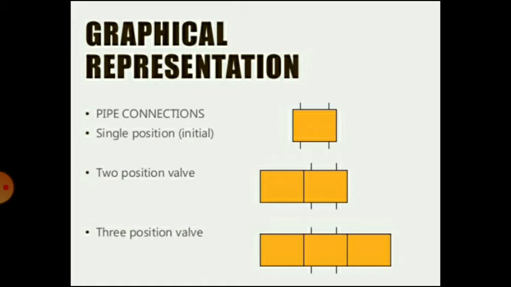So a single position valve is shown in the first diagram, that is the initial position. Then a two position valve, so you can see the lines that are drawn outside the square. And a three position valve is indicated by three squares and the lines drawn outside the box. These are the pipe connections.